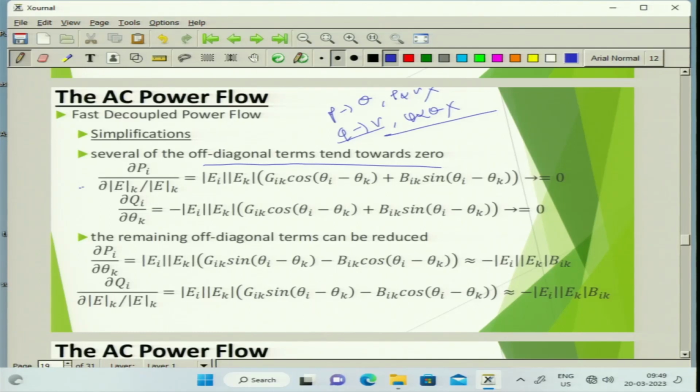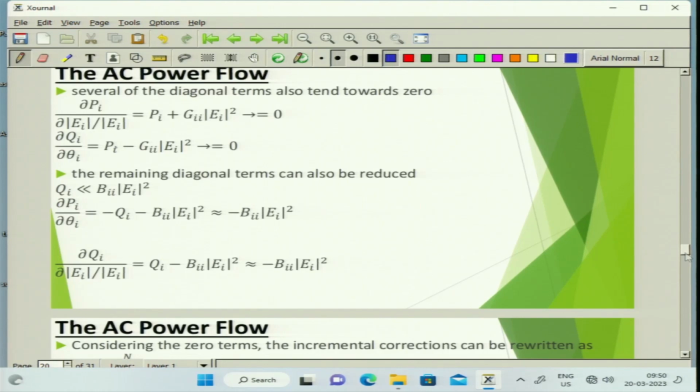So then you get dou P by dou E and dou Q by dou theta as 0 basically, and then you get dou P by dou theta and dou Q by dou V. This is expressed in terms of susceptance only. Dou Q by dou theta is Pi minus G i E i squared, which is 0. Then the remaining diagonal terms can also be reduced: dou P by dou theta is minus B i squared, and dou Q by dou E i, normalized by E i, is nothing but minus B i squared.